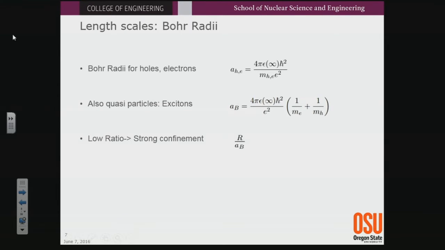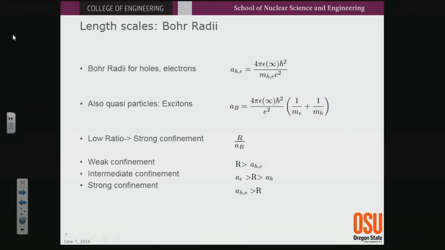So it's all about trying to make this a very small number. We could either make the nanocrystal small, or we could hope to have a Bohr exciton radius which is very large, and it's material dependent. So different materials will have different Bohr exciton radii. So we get some different regimes.